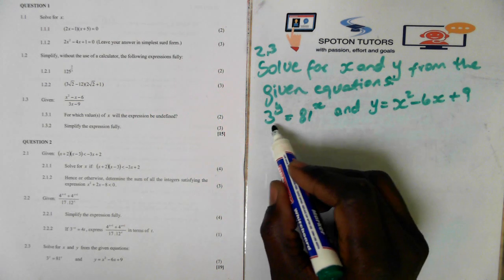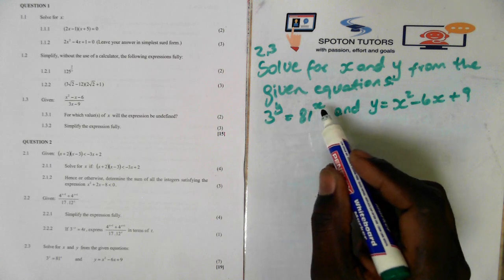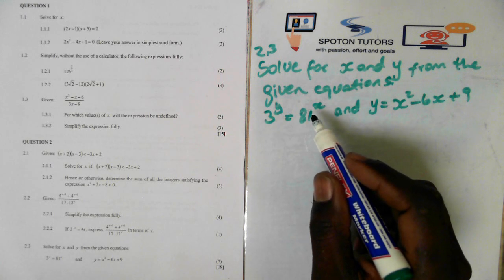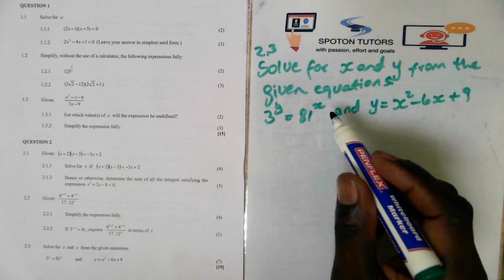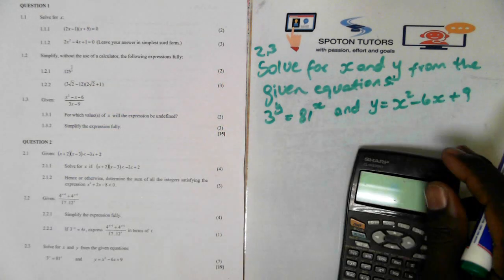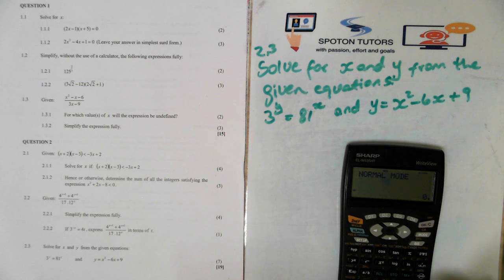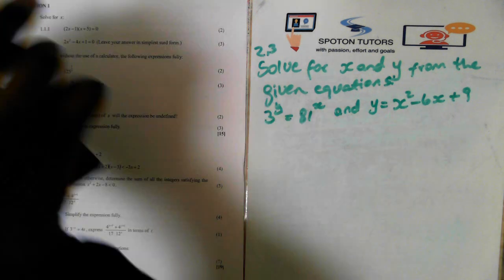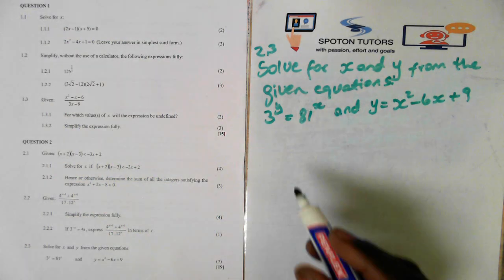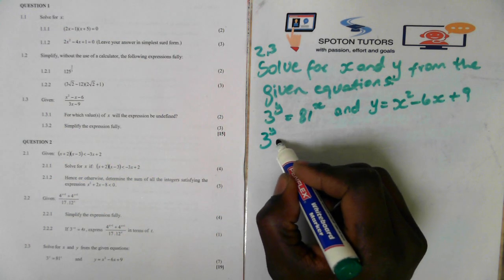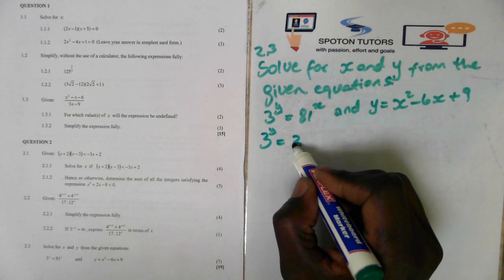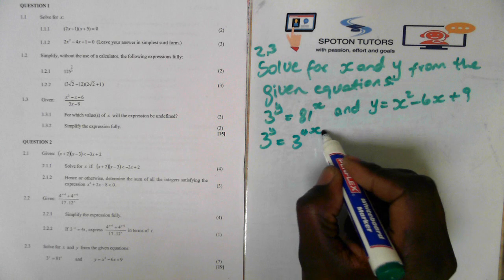We can write 81 as a base of 3. How can we write 81 as a base of 3? Let's try it out. 3 times 3, that's 3 to the power 2, is 9. Times 3 is 27, so that's 3 to the power 3. Times 3, it's 81. So 3 to the power of 4 is the answer. So 3 to the power of y equals 81 to the power x is changed to 3 to the power of 4, and the x still stays there.